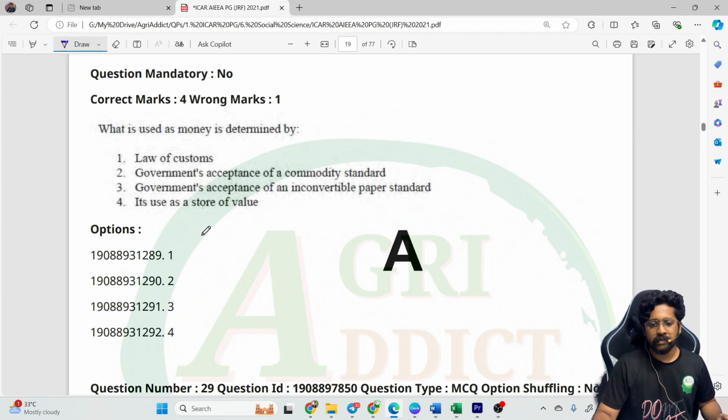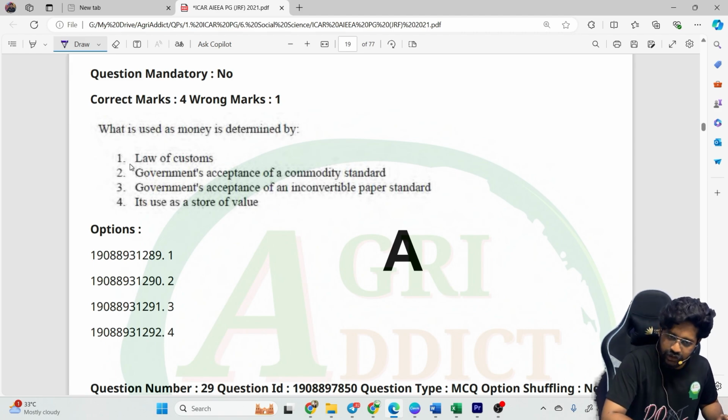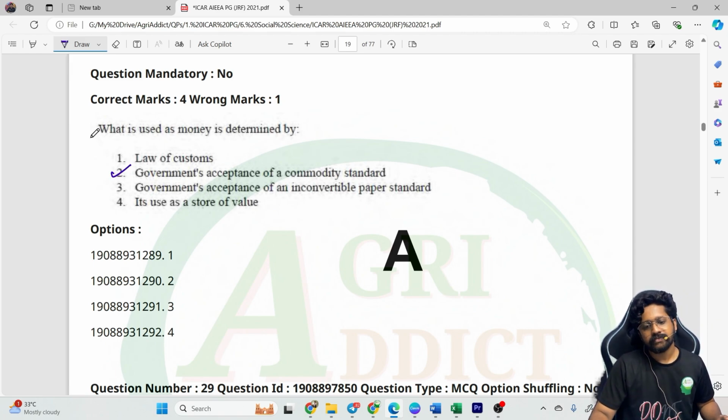What is used as money is determined by, actually the given option in the key is law of customs here, but according to me, I believe that the answer key was wrong. Actually the answer is government's acceptance of a commodity standard, right? Because what is used as money will be determined by what the government accepts as a commodity standard. So therefore option 2 will be the correct answer.